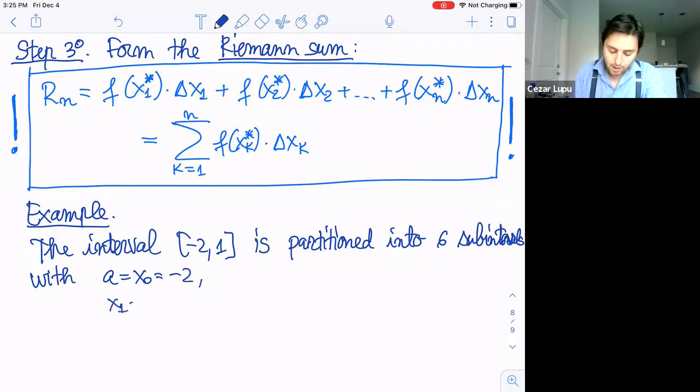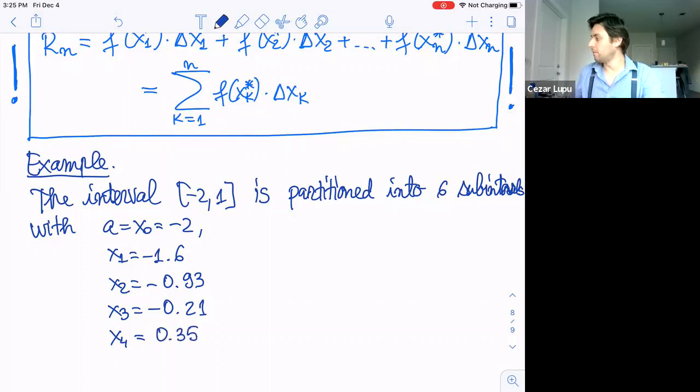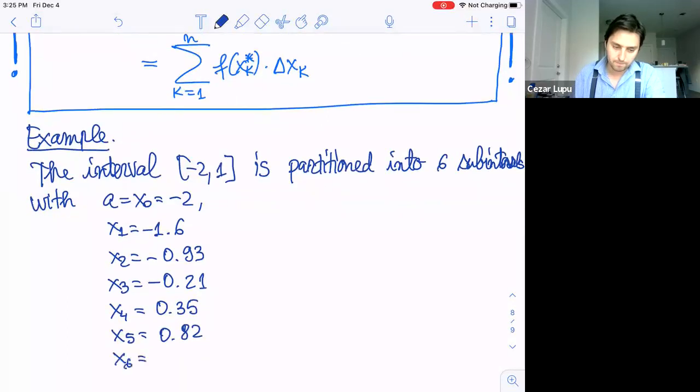So x1 will be, let's say, -1.6. x2 will be -0.93. x3 to be -0.21. x4 to be 0.35. What else? Let's see. x5 to be 0.82, and now x6 is 1, which is b. All right, so this is the partition. Anyway, you can pick any numbers you want. As you can see, they're not equally partitioned, but I don't care about that.